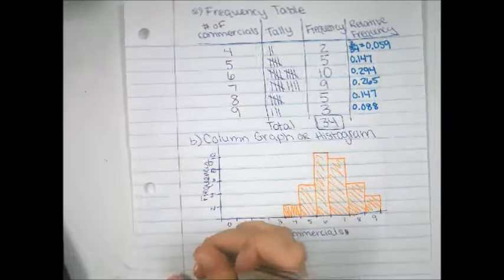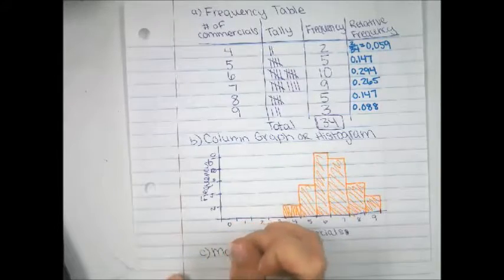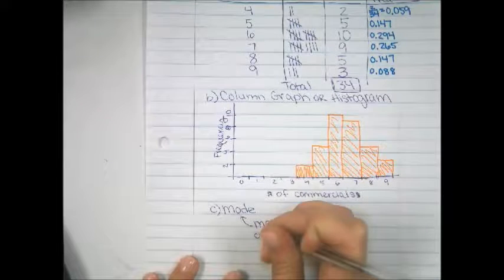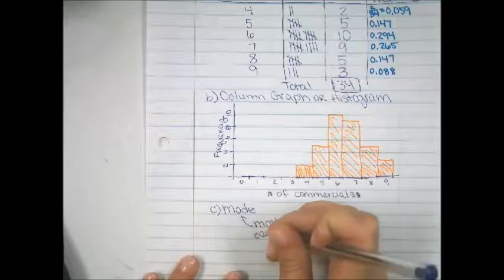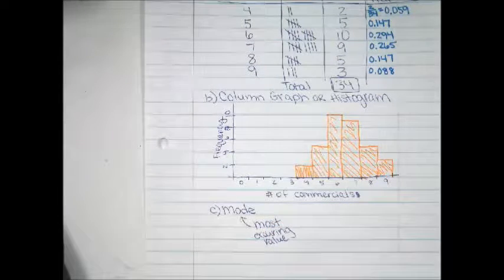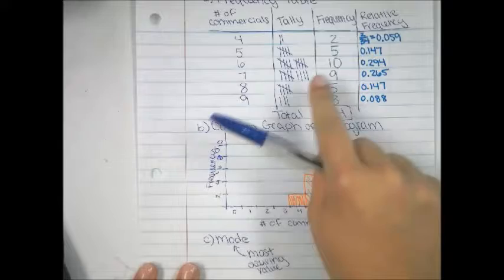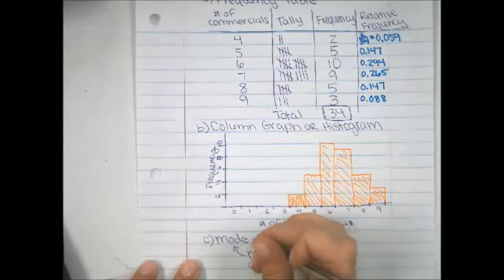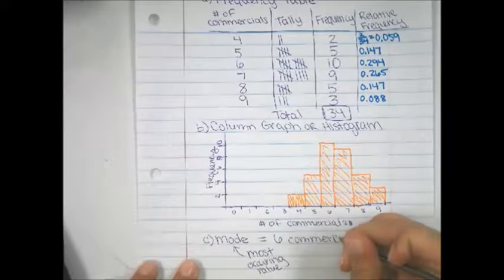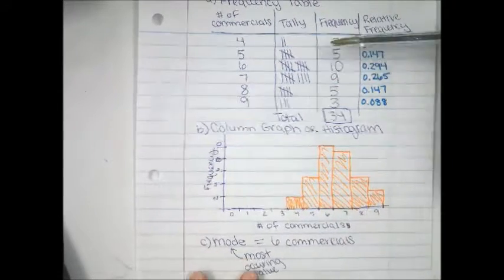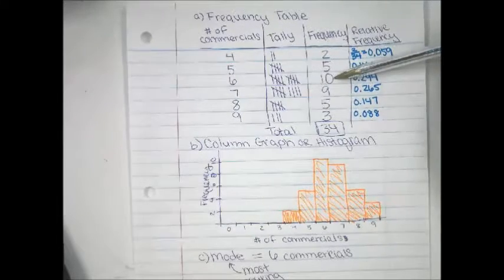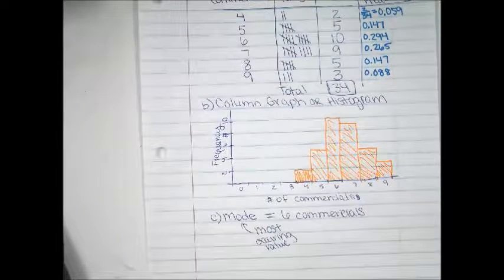Mode, I've been talking about it all along, so part C asks for the mode. Mode's the most occurring value, so the mode here, most likely to occur, was 6 commercials. So we can pull the mode directly from our frequency table. It's the most frequent. 6 commercials was 10 times. Most frequently occurring item.